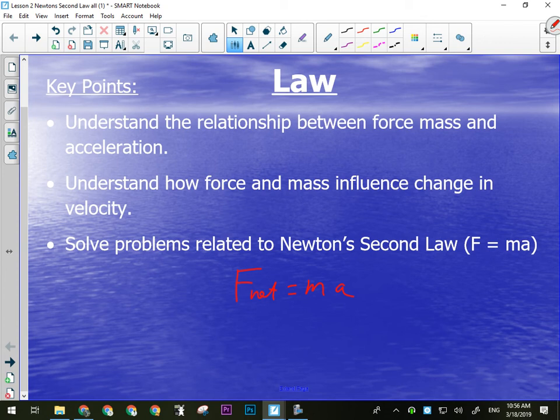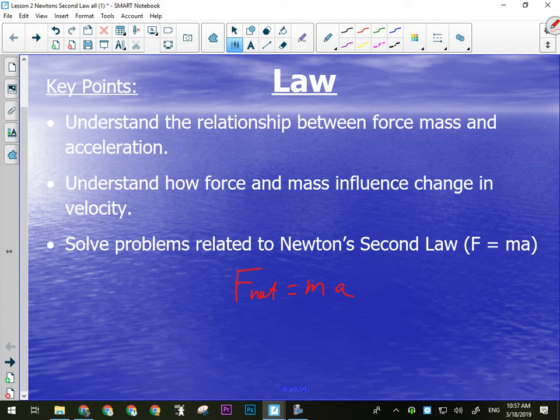Net force is also a vector quantity. We talked about in the last lesson that it's the vector sum of all the forces. So are you still going to have to do vector addition? Yes. It's just now, instead of the units on the vectors being meters, now they're going to be newtons, which is the units for force. Everybody follow me there? All right.